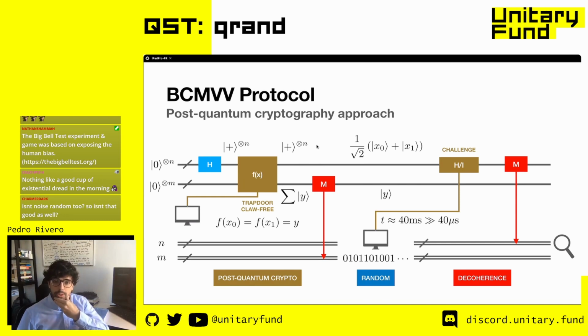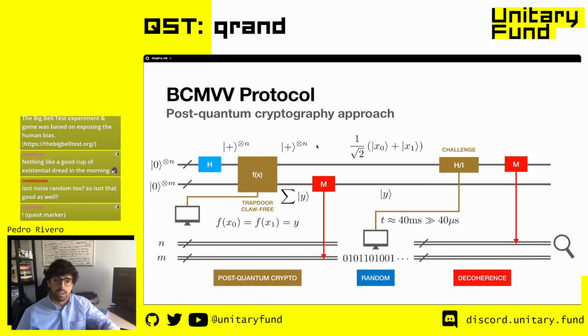So here we have a small diagram of what this protocol would look like. First of all, we begin by having 2 registers, and on the first register, we prepare a superposition of all possible states, so all possible bit strings of length n. Then our classical computer provides a problem in the form of a trapdoor claw-free function, which is a special kind of function used in post-quantum cryptography. And what you need to understand about this is that it's a 2-to-1 function. So every output is associated with 2 different inputs. And so those outputs, once you pass this through the quantum circuit, are encoded in the second register, as you can see over here.